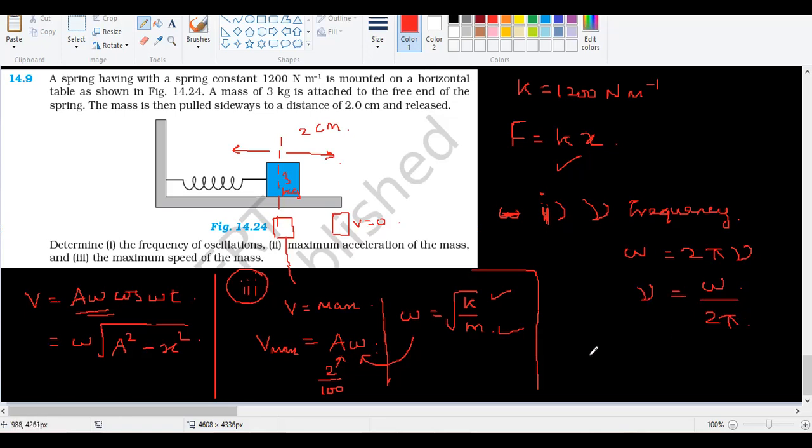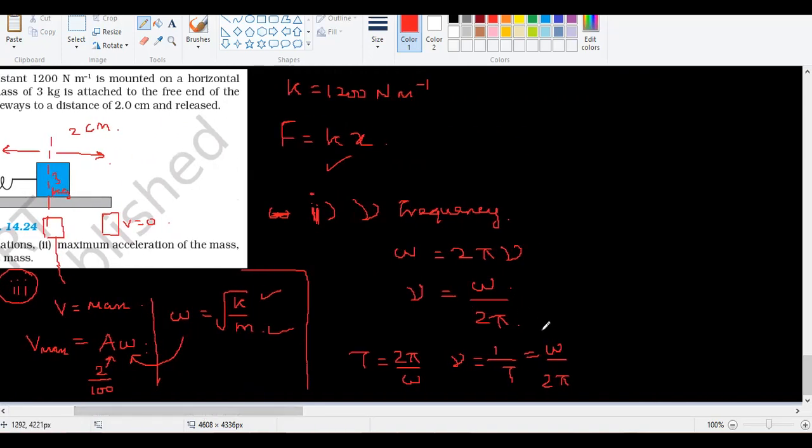If that is confusing, then you should know T is equal to 2 pi by omega, which means frequency is equal to 1 by T, the time period. 1 by T is nothing but omega by 2 pi. Either you have to know this formula or this formula. So you know omega from this. You know 2 pi, which means you can calculate the frequency. What about the second part? Second part, maximum acceleration. Acceleration is equal to minus omega squared into x.